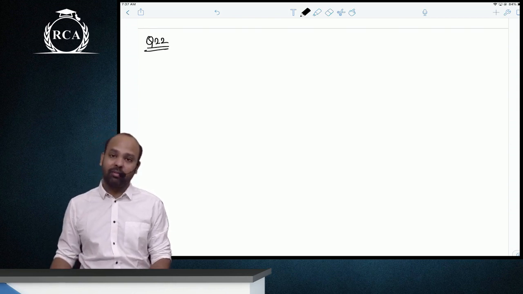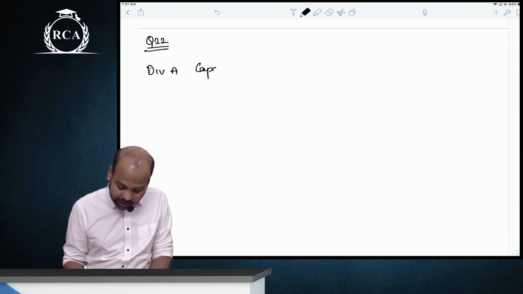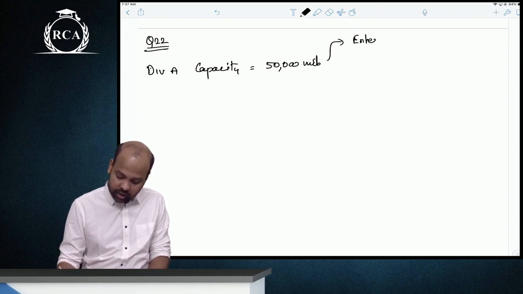Can result in suboptimal decision making. Yes or no? Yes, sir. Capacity of division A is 50,000 units. External demand is 30,000 units.